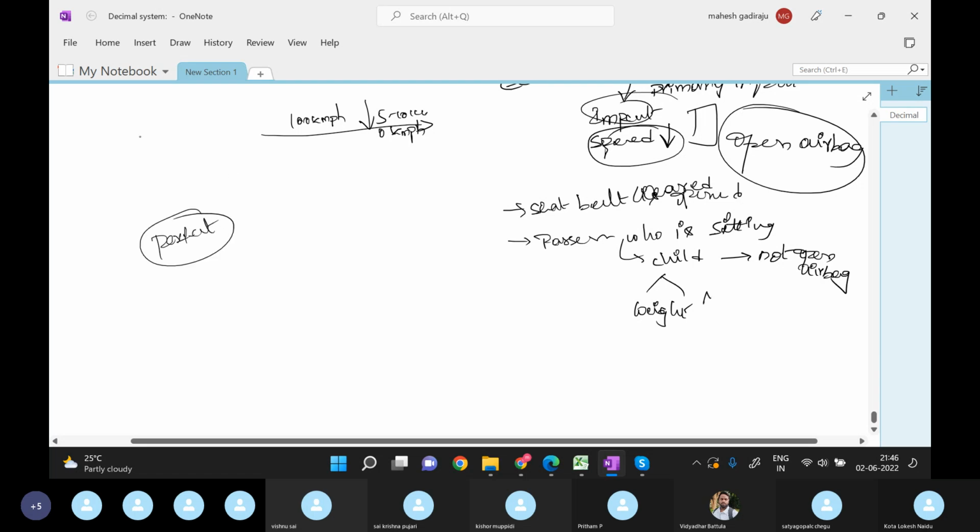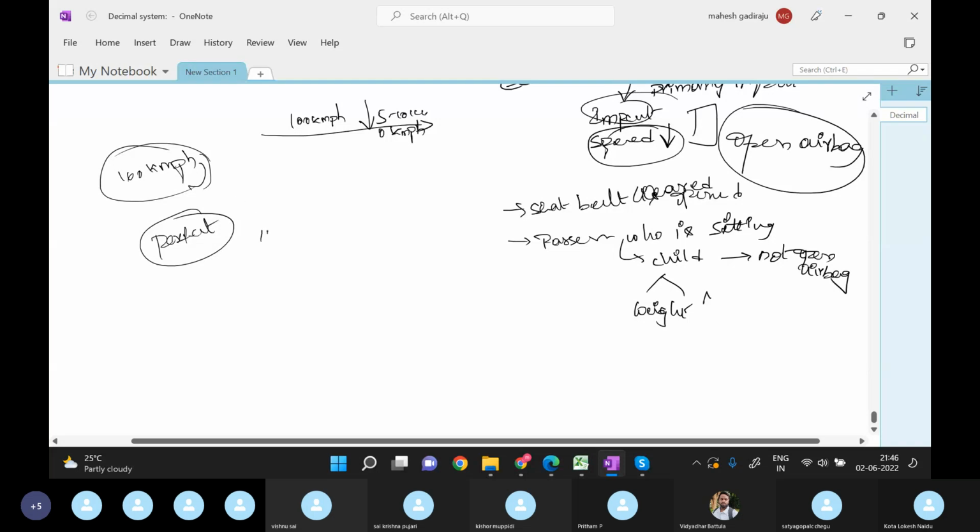You know, once the airbag is opening, just a minute. If the airbag opens, how much speed will the airbag open at? It will come at around 100 kmph speed. So if a child is there and the airbag hits with 100 kmph speed, instead of the accident, the child will expire because of the airbag speed only.